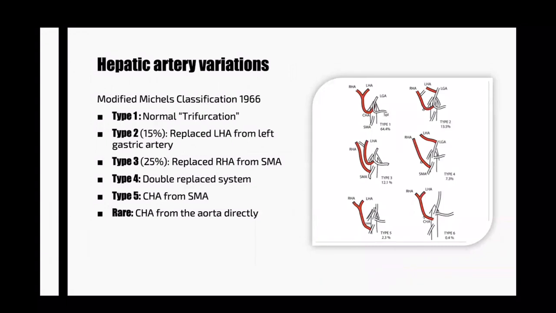There are many variations and classifications. The most noted is type 2, in which the left hepatic artery arises from the left gastric artery, and type 3, in which the right hepatic artery arises from the superior mesenteric artery directly.